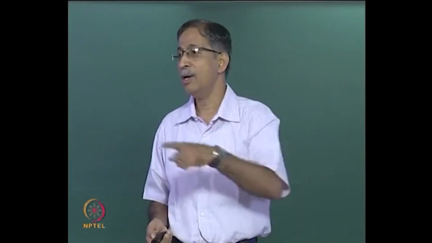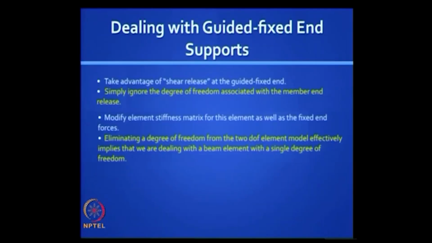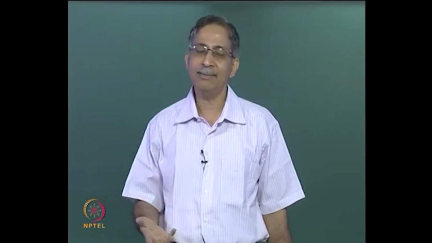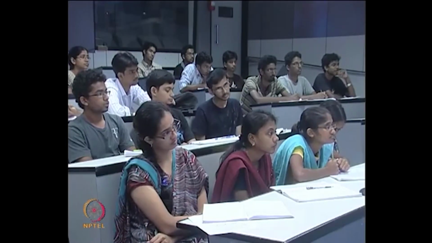Like in the previous case, you ignore the degree of freedom associated with the member end release, that means the translation you ignore. We did this in the moment distribution method and slope deflection method; do the same thing. Modify the element stiffness. What will be the element stiffness for a guided fixed support case? Remember those three magic numbers, your 4EI/L, 3EI/L. Which one will you use? EI/L. So that's all, only one number to remember. You can prove it, it's a cantilever behavior, and that's the element that you can assume.